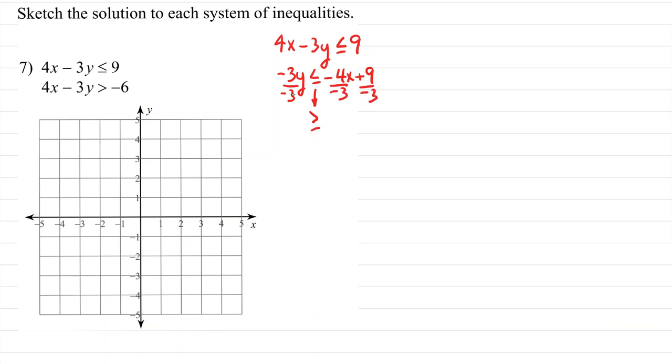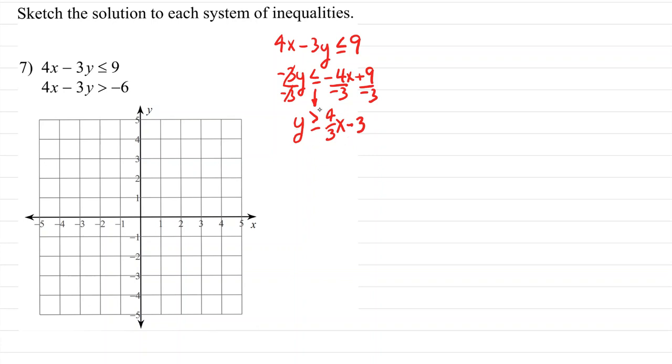Well, negative 3 divided by negative 3 is 1, and 1 times y gets you to y. These two are negative, so since they're both negative, you're going to cancel the negatives and it becomes a positive 4/3 x. This is a positive 9 divided by a negative 3, so that answer is a negative 3. And now you have the equation in the correct form.